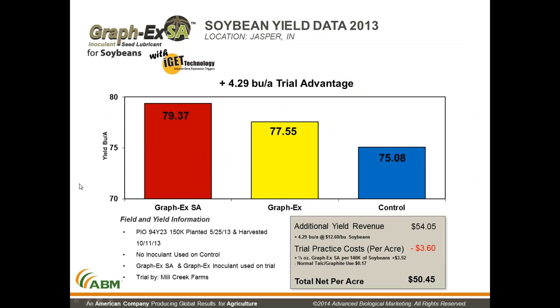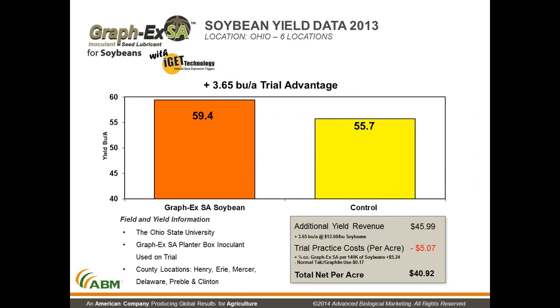This trial here was conducted by Ohio State University in their inoculant trials. They tested this in 6 different counties, replicated in each county using the GraphX SA and a control. And as a result of all that average, we averaged out 3.65 bushel per acre advantage, or to the grower would be a net per acre of $40.92.